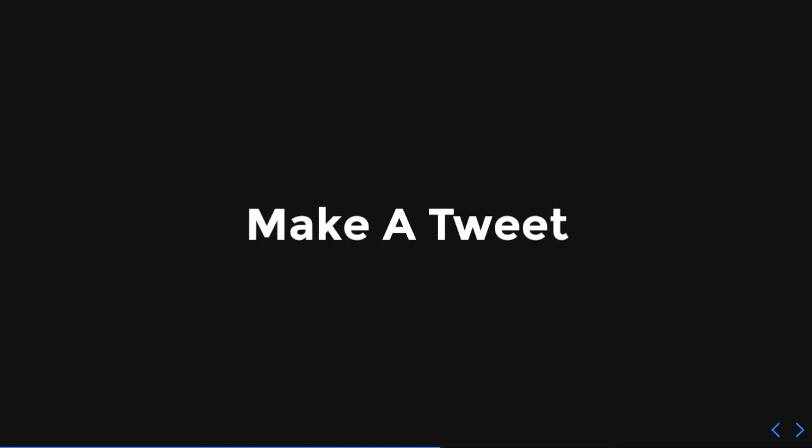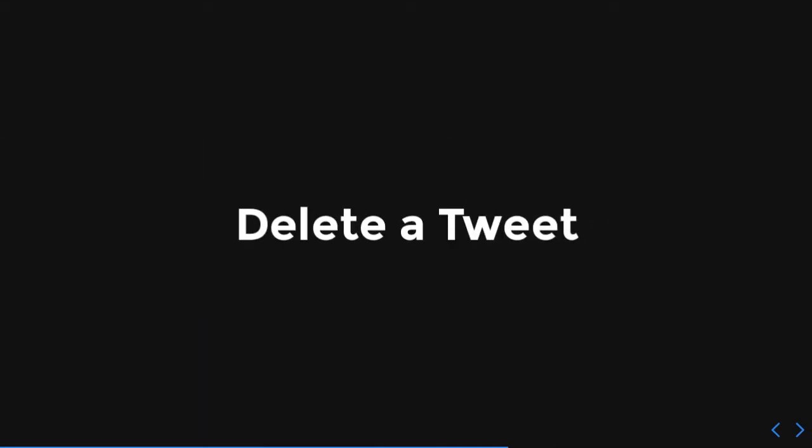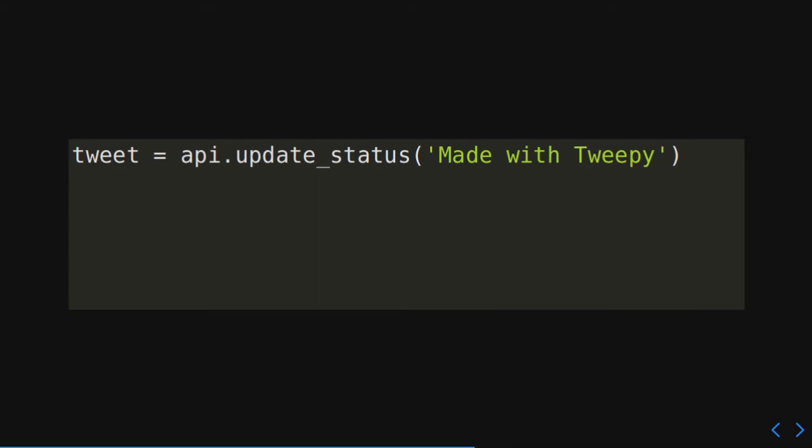So now let's make a tweet. This is pretty easy. Once again, we've got that API object we created earlier. We call a function called update_status with our string, and that's going to create a tweet. And that tweet is out in the wild. It just gets published right away. That's how easy it is to make a tweet with the API.